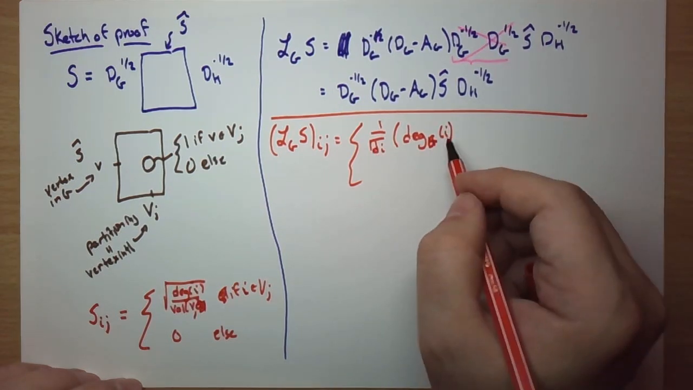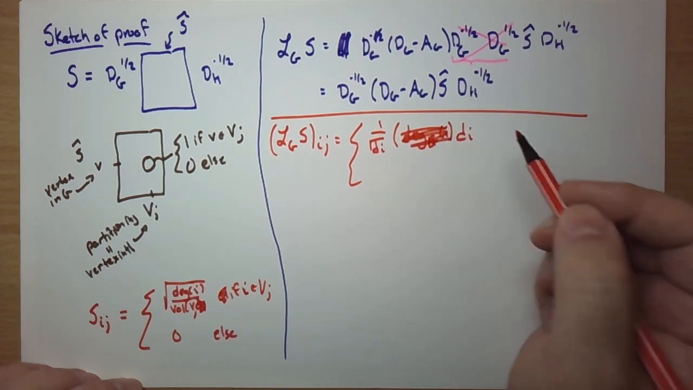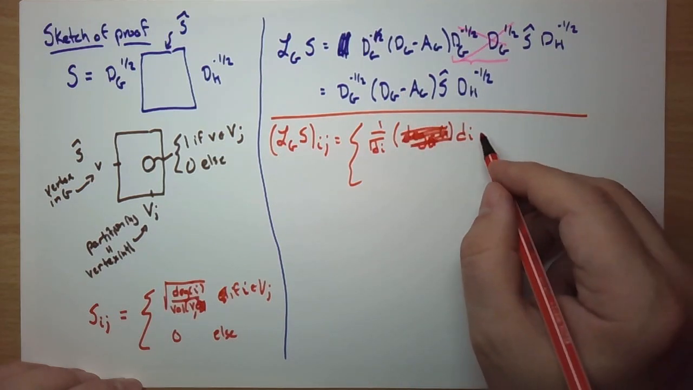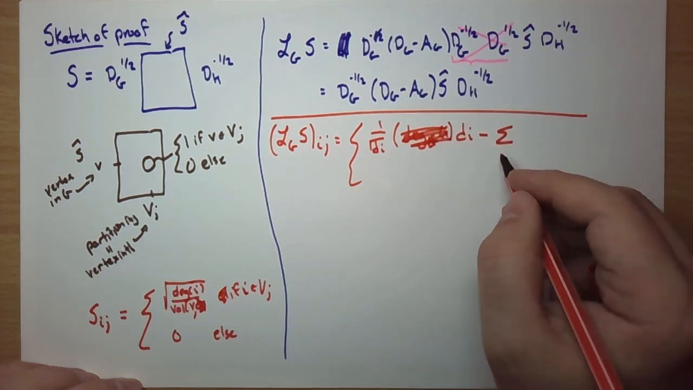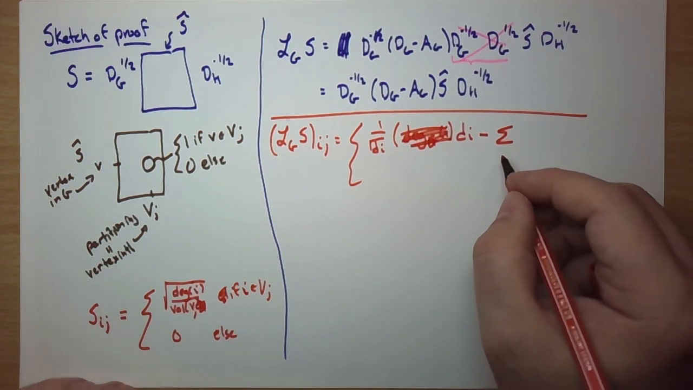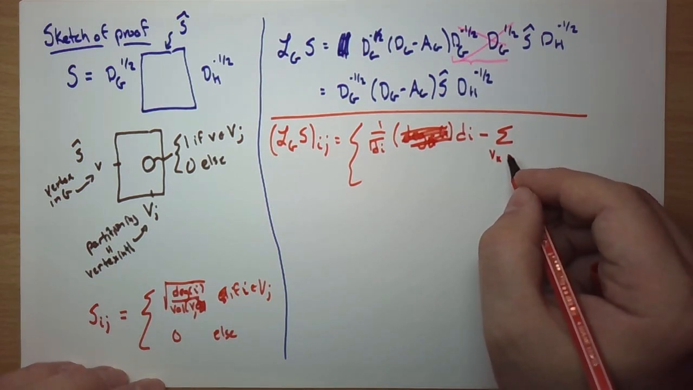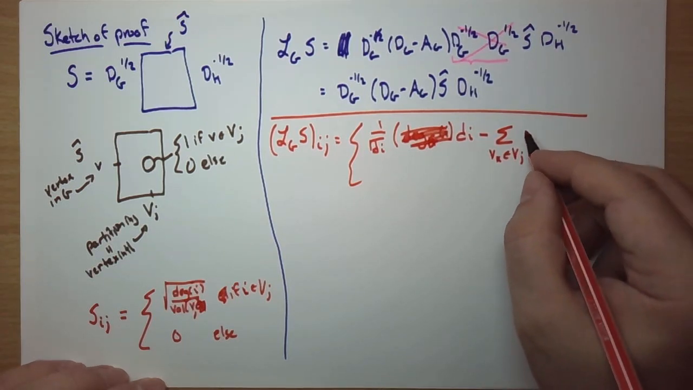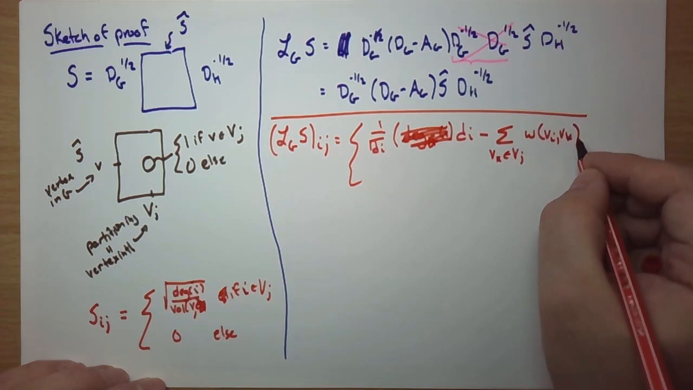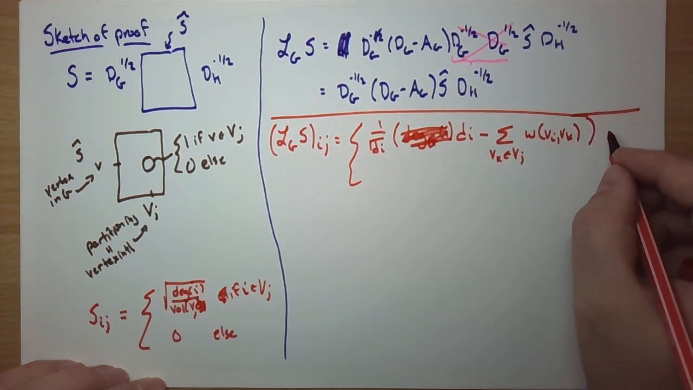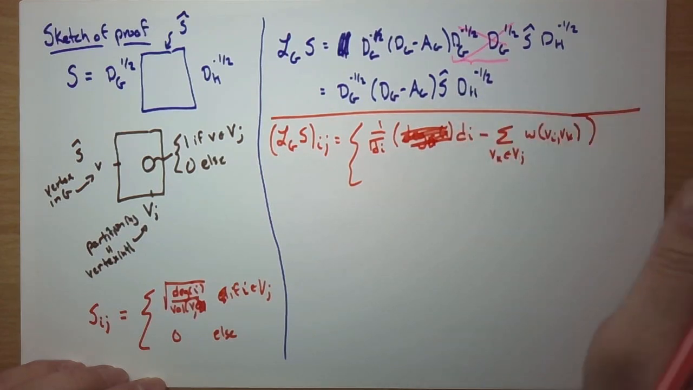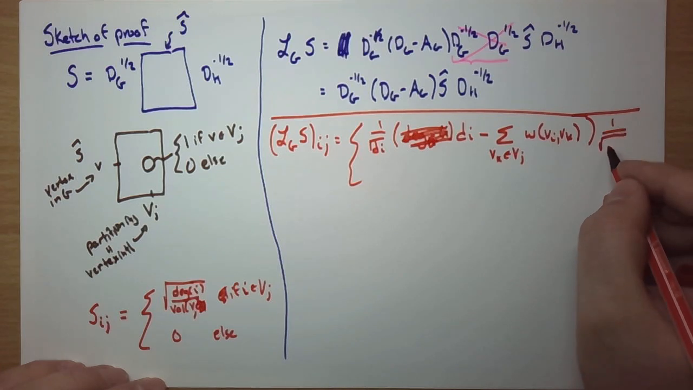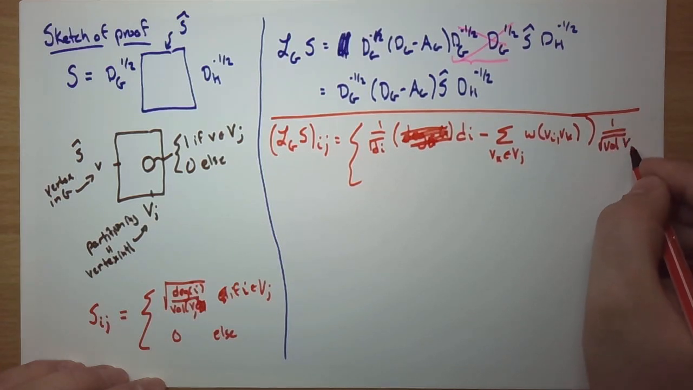I don't know why I put d_i here and then I spelled that out there. I should not do that. That's just bad form. And, okay, then minus our sum of all our pieces. Sorry, this will all make sense in a second here. v_k in v_j, w of v_i v_k, times, from the far right, we have our 1 over square root of the volume of v_j.